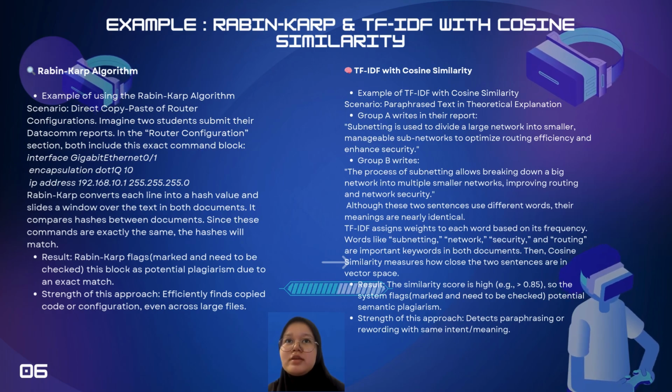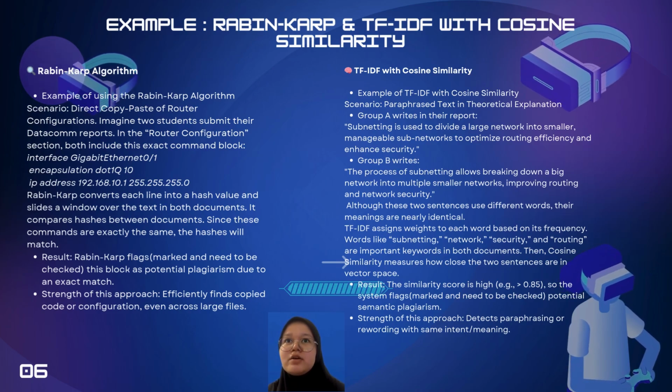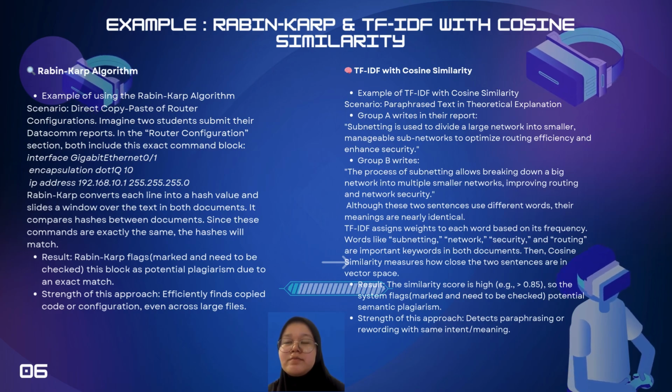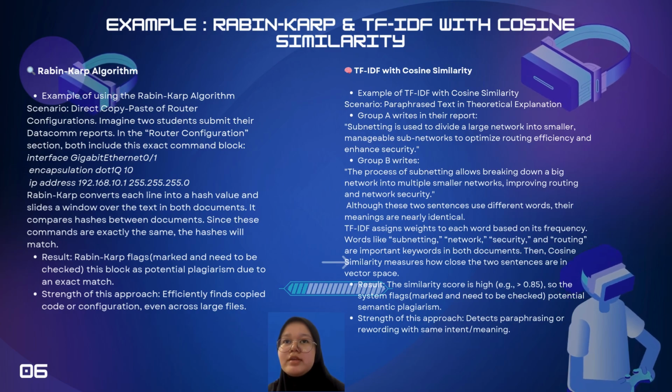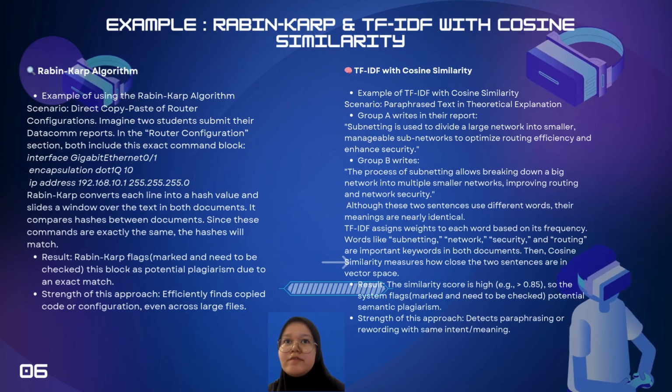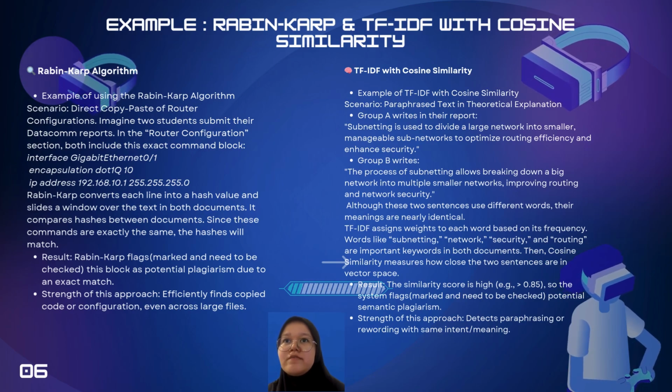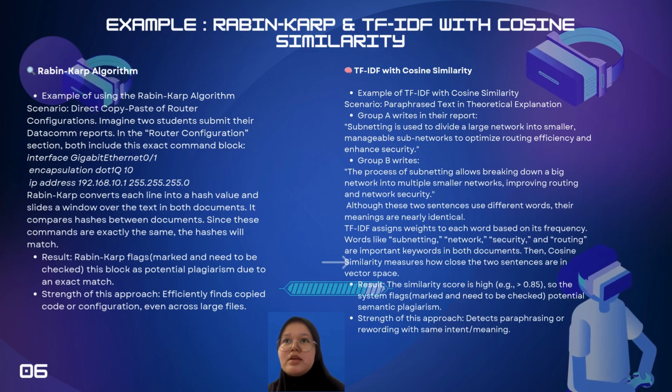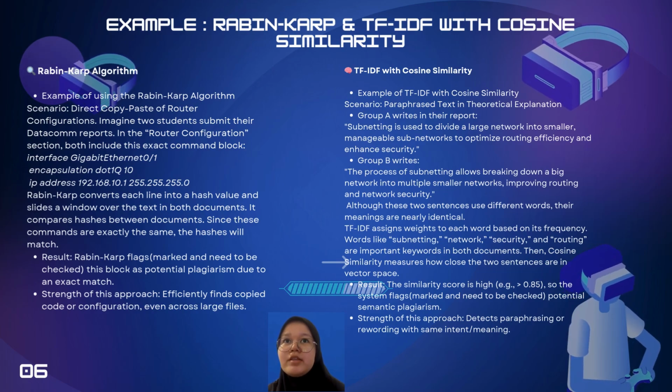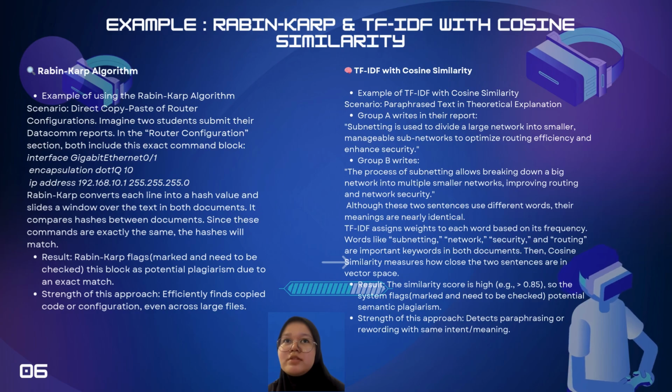Now, Rabin-Karp processes this by converting each line into a hash value and then slides a comparison window across both documents. Since the commands are exactly the same, their hashes match perfectly. As a result, the system flags this block as potential plagiarism due to the exact match. The strength of Rabin-Karp here is that it can efficiently detect copied comments or configuration blocks even in very large documents.